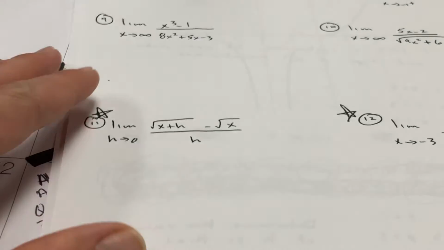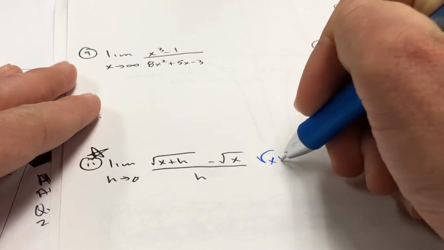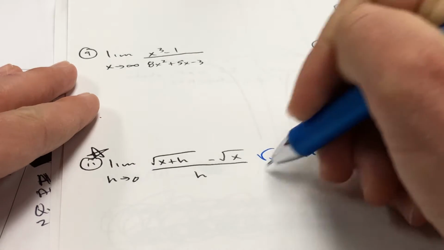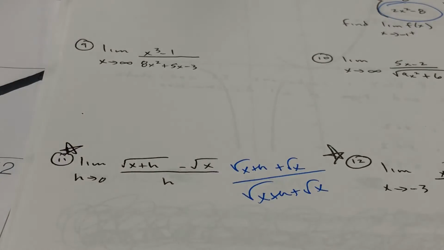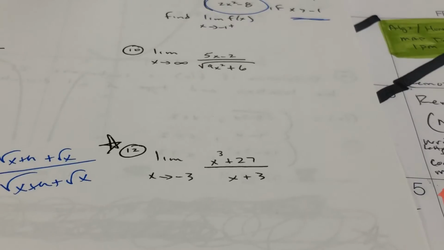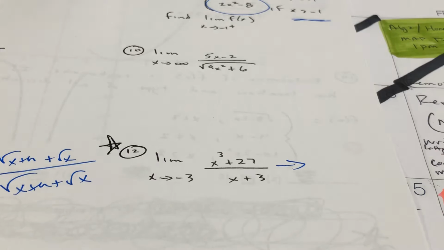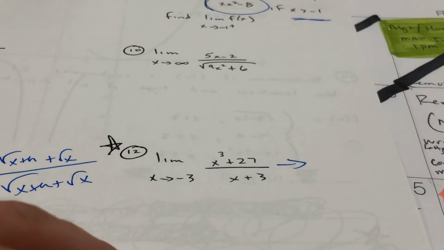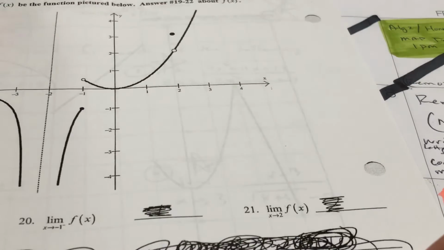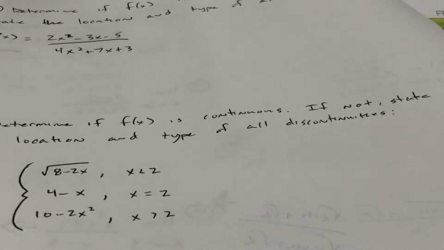On 11, what would be the conjugate? It would be root x plus h plus root x. All right. Multiply top and bottom by that and see what happens. Then this is going to factor: x plus 3 times x squared minus 3x plus 9. The x plus 3's cancel. Plug -3 in for x. That one's fair. Then on the next page, we'll talk about this very soon.